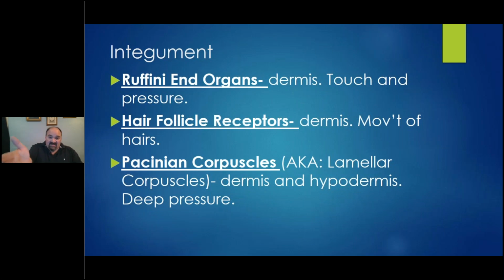As far as touch and pressure, there are many different types of touch and pressure receptors present, more superficial or deep within the dermis. These Pacinian corpuscles, also known as lamellar corpuscles, are located deeper. Ruffini would be more in the mid region of the dermis.